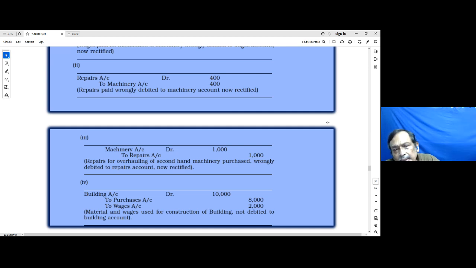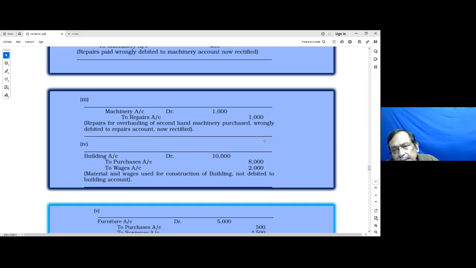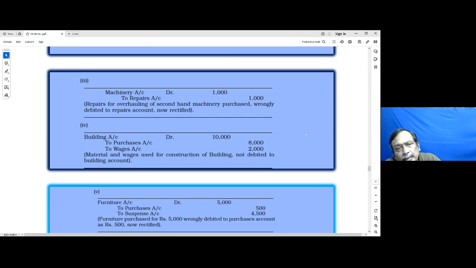Then machinery account debit to repairs account 1000. Repairs for overhauling the second-hand machinery purchased. So you are going to rectify the problems in the second-hand machinery and make some repair expenses for improving the working condition of the machinery and also to an extent its efficiency. Hence, machinery account will be debited by 1000 and repairs account will be credited by 1000. Narration: repairs for overhauling of second-hand machinery purchased wrongly debited to repairs account, now rectified.